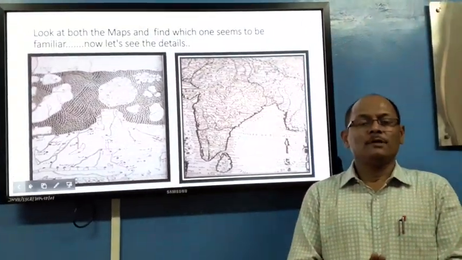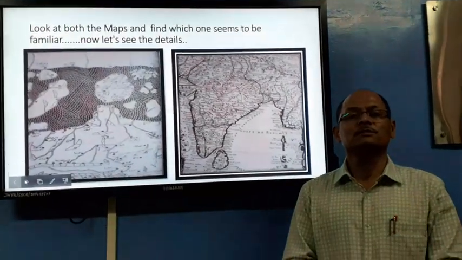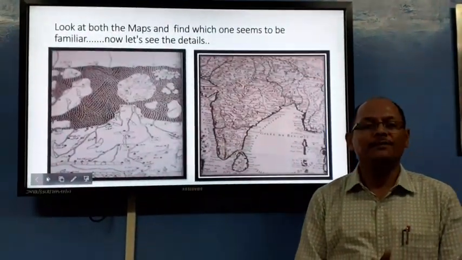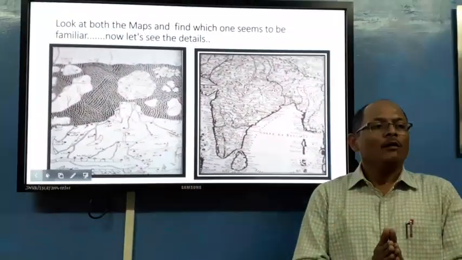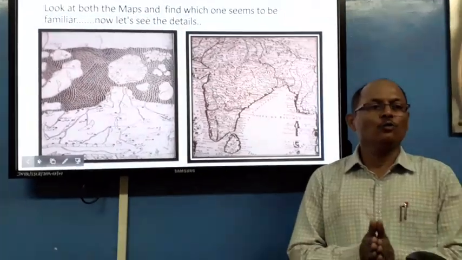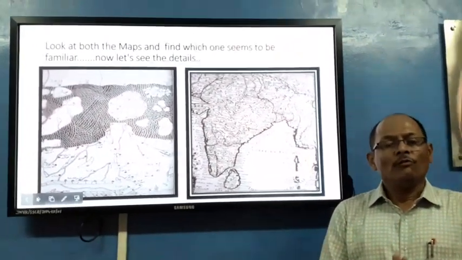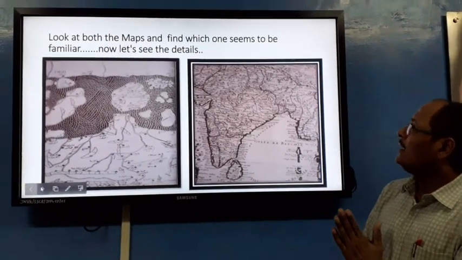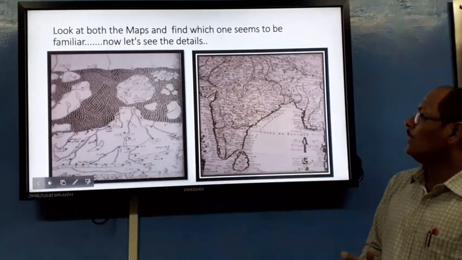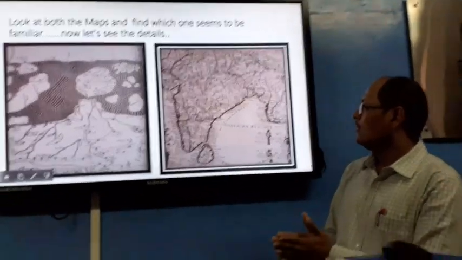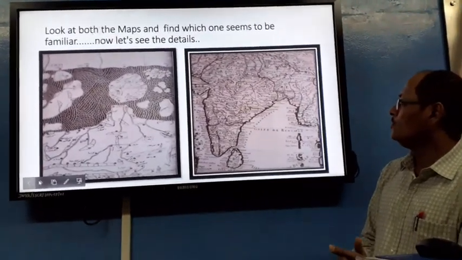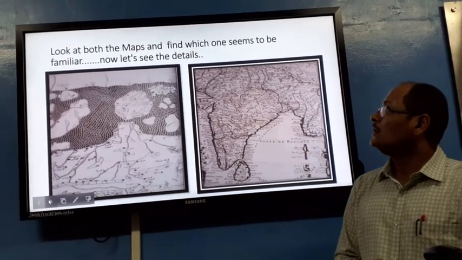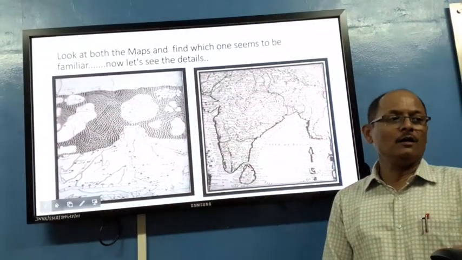When we say map, you may think of class 6th. What is a map? What are the components of a map? What are the types of maps? But here we are going to look at two maps which are related to our Indian subcontinent. And you will find one map is very much familiar to the present map of our Indian subcontinent. So let's now see the details of the first map.